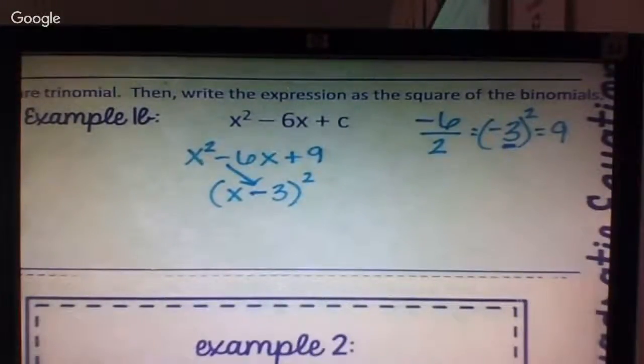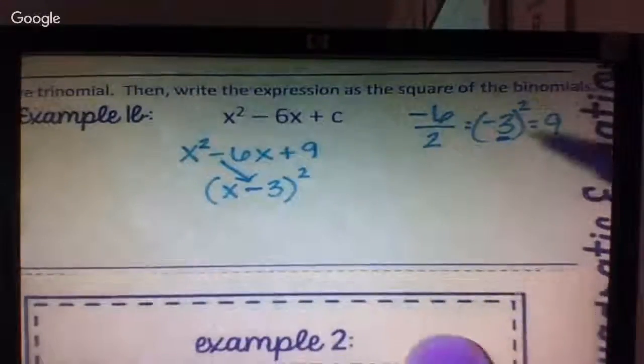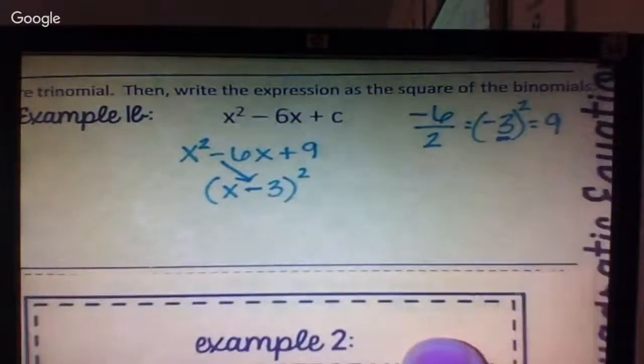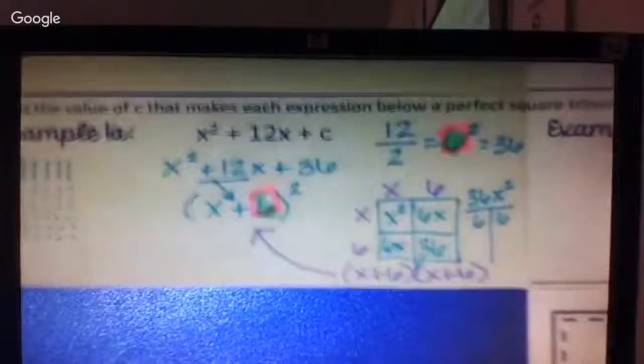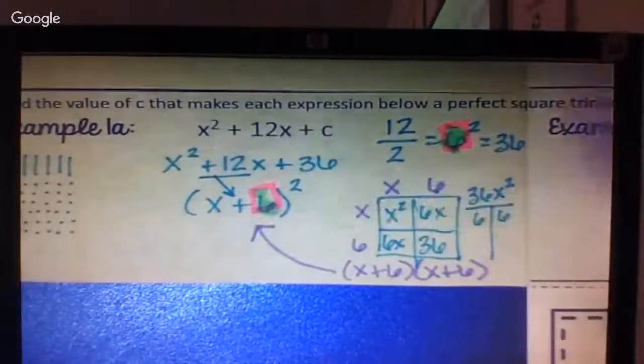Okay, so it's when you half your b value, not squared. Just when you half it. So if your b is negative, then your answer is negative too. If you notice, this is negative 3, which makes this minus 3. This one was positive 6, which makes this plus 6.